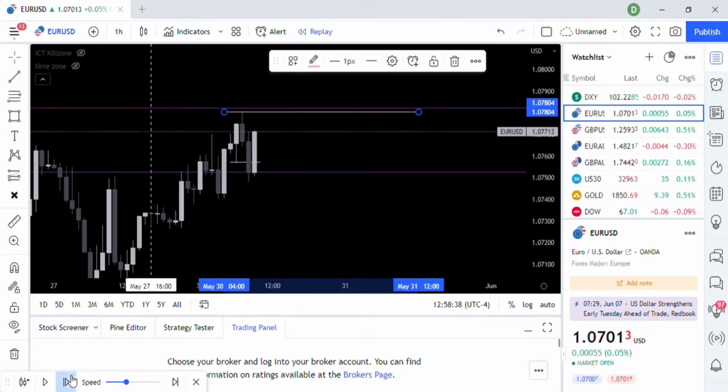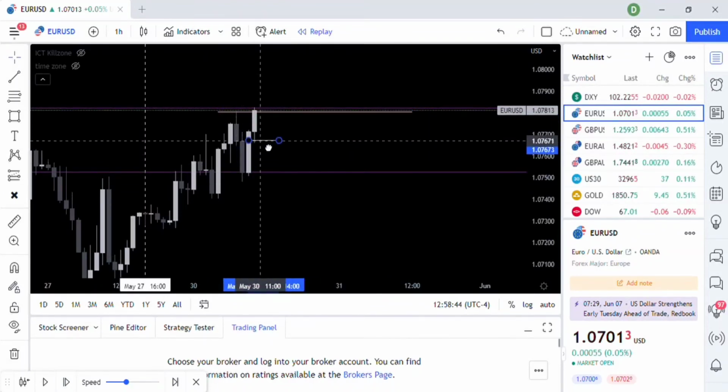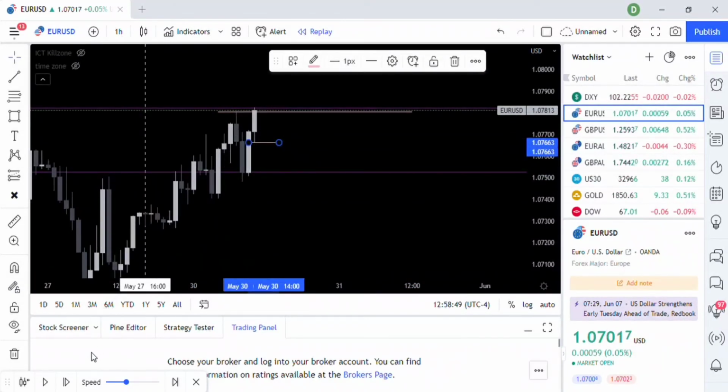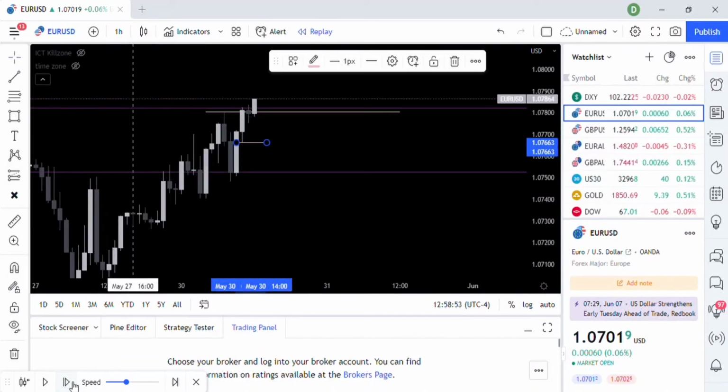So let's go for the next one. Let's wait. Let's see what happens. So boom, it takes out this high. So guess what? Guess where my new entry is now. My new entry, once it breaks below here, that is my entry point. So let's see if this works. So it's continuing going up. It breaks above the block.